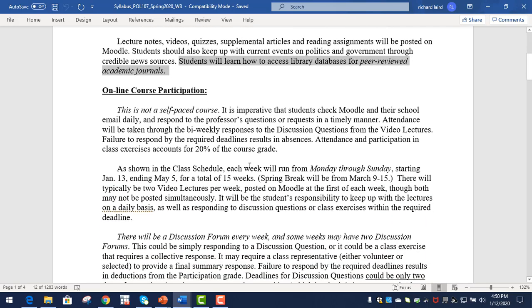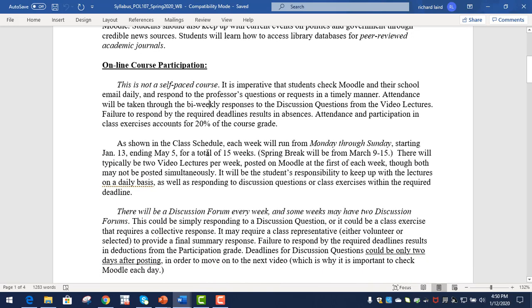Now, as far as participation in the course, this is extremely important. Your participation is 20% of your grade, and you will need to keep up with the course on literally a daily basis. This is not a self-paced course. We are going on progressively. Each week we'll have new videos, and we'll be moving on each week to a new section of the course. Online quizzes will have deadlines, and then we'll move on to the next section.